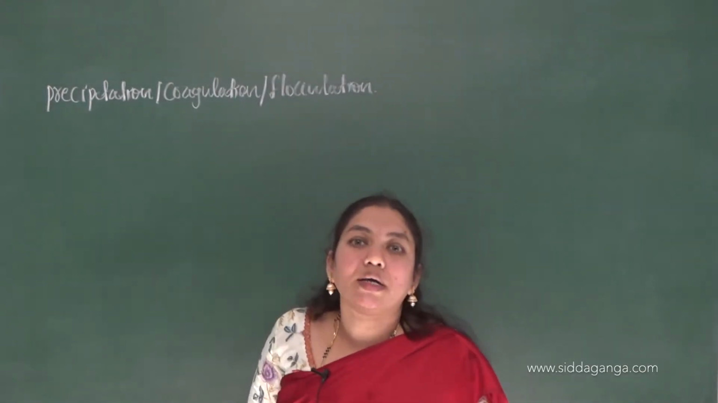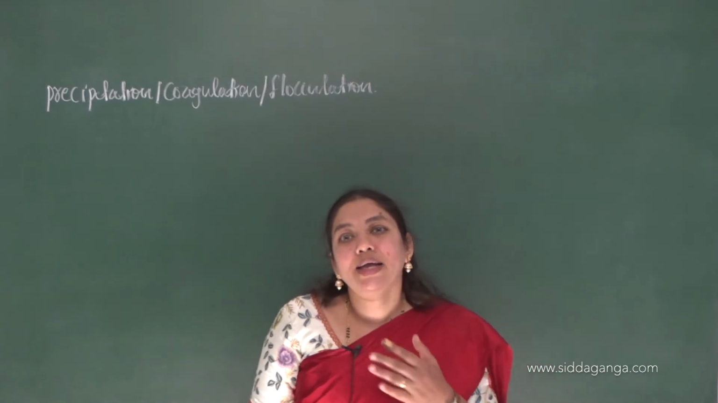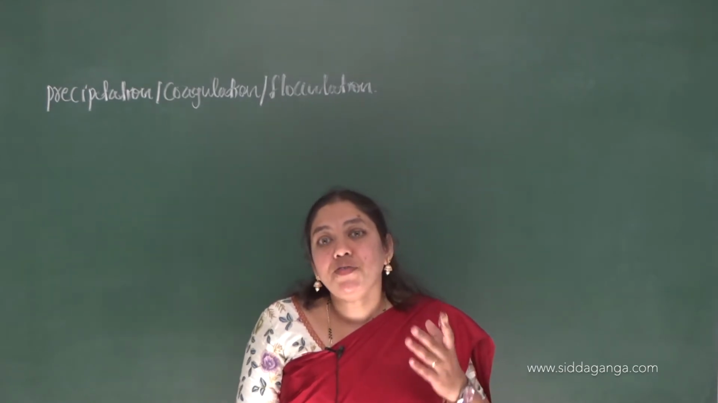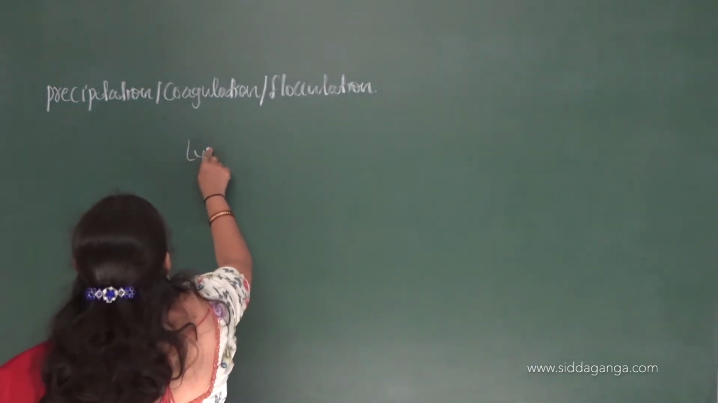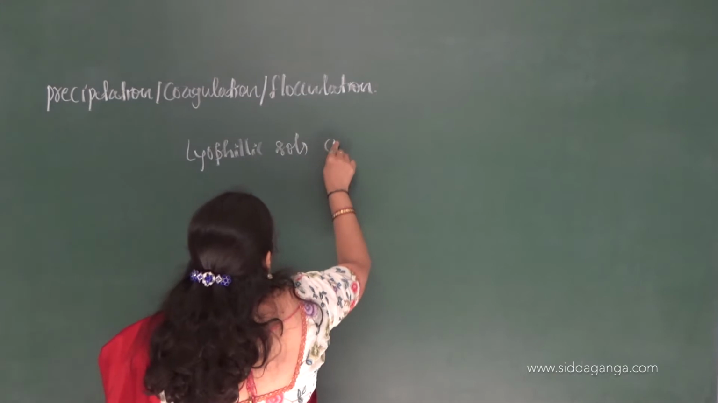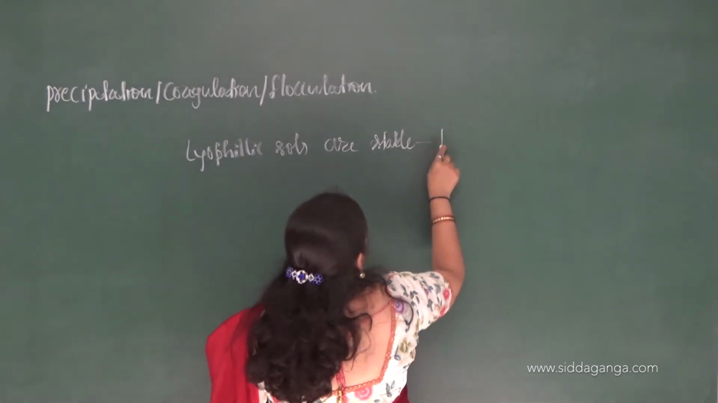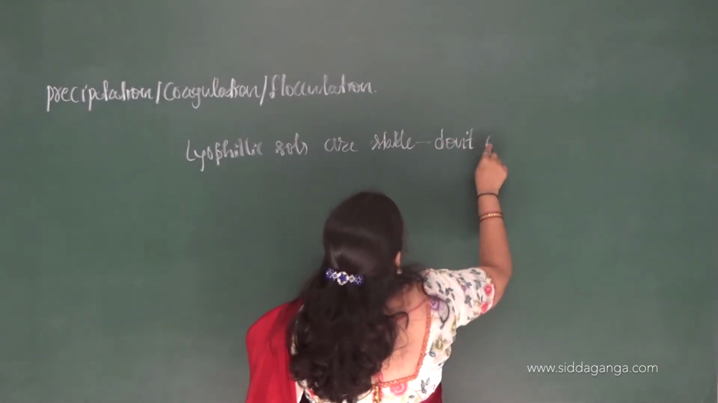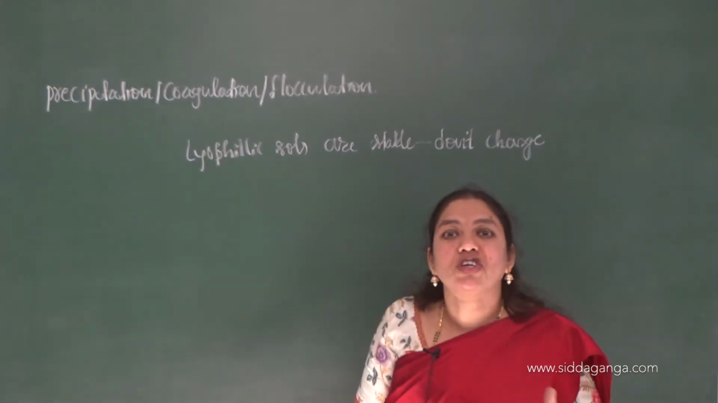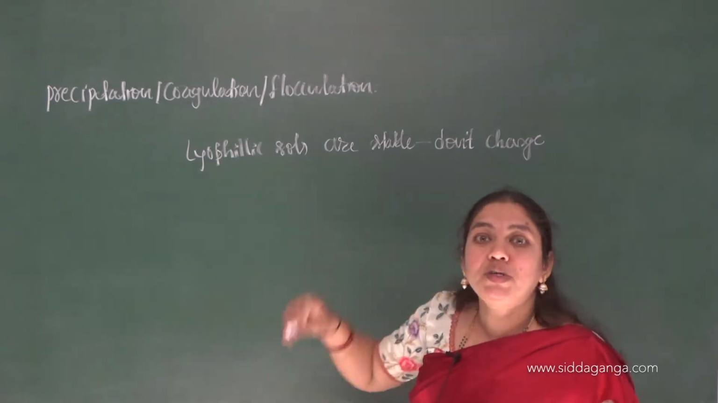As you all know, the lyophobic sols are highly unstable, whereas the lyophilic sols are highly stable. Why are the lyophilic sols stable? You know the reason for that also. Lyophilic sols are stable and they do not possess any charge. They don't have charge, right? Because of their high degree of solvation, they are highly stable and they will not possess any charge.